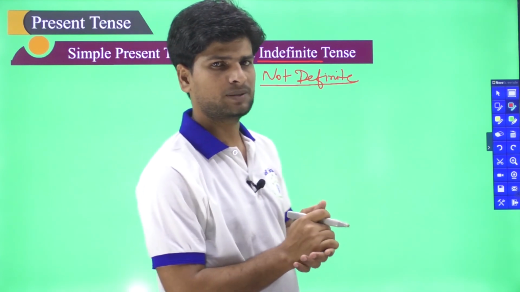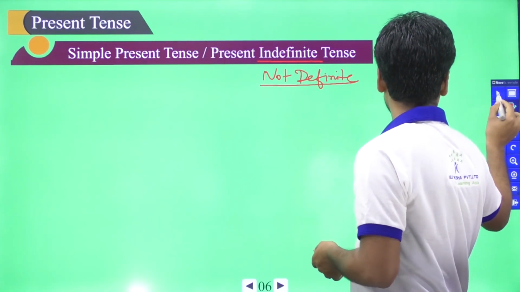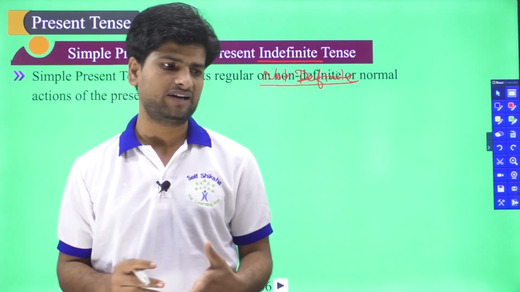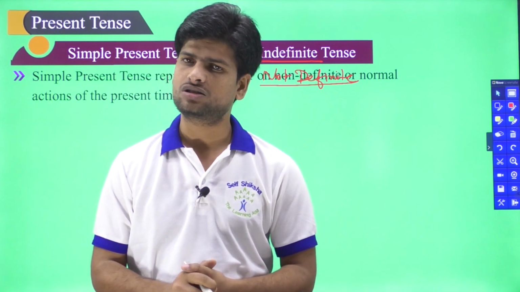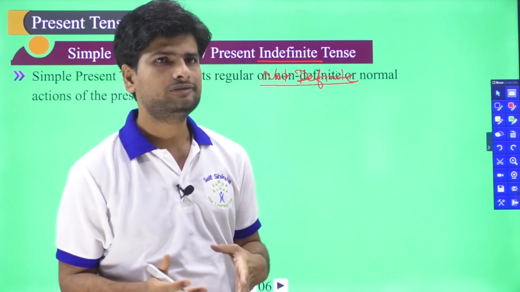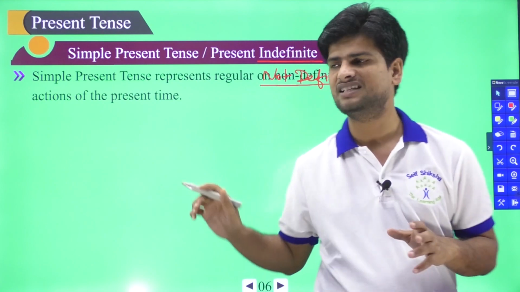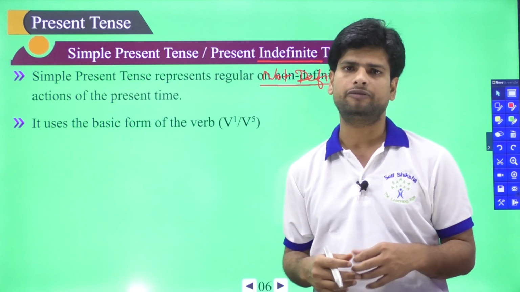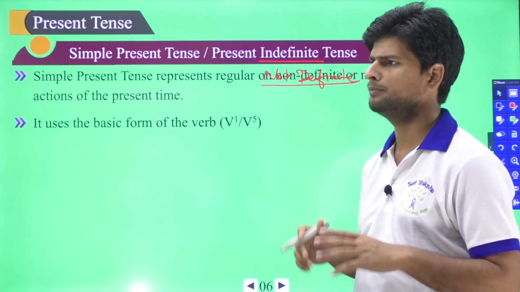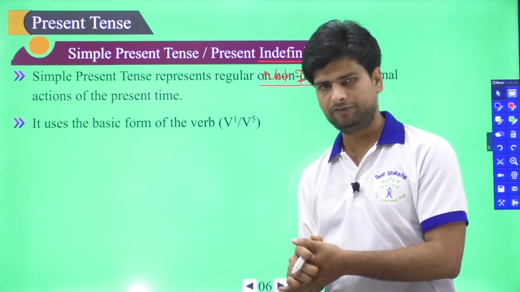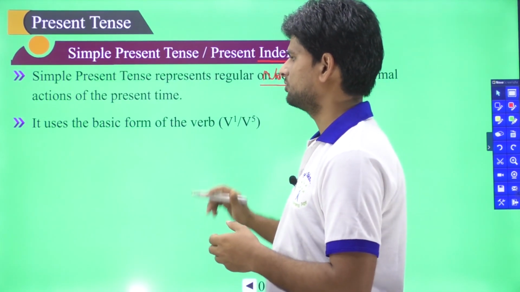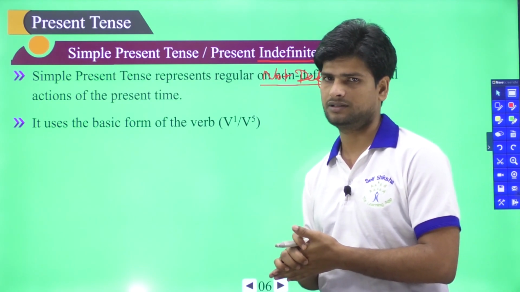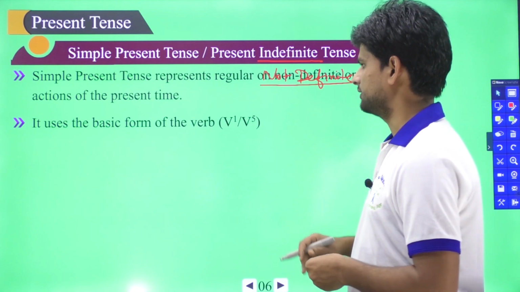तो यही आपको simple present tense में रखे जाते हैं. As you can see, simple present tense represents the actions that are non-definite or regular or normal actions of the present. कौन से वर्ब फॉर्म इसमें इस्तेमाल करते हैं? Simple present tense basically uses the basic form of the verb, that is V1 and V5. V5 is not the basic form, but V1 is the basic form and V5 is V1 plus S or ES. तो these two verb forms are used in this sentence. यही दो वर्ब फॉर्म आपको इस टेंस में इस्तेमाल किए जाते हैं.